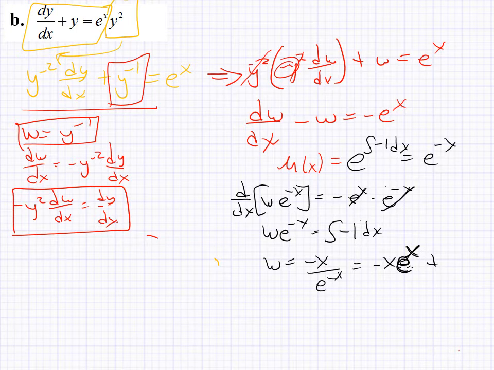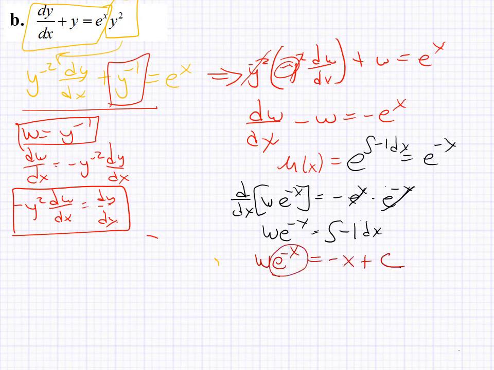I missed out on a plus c here. Hold on, I'm going too fast. Missed out on the c. So let's do that again. w e to the negative x equals negative x plus c. Now move the e to the negative x. So w equals negative x e to the x plus c e to the x.